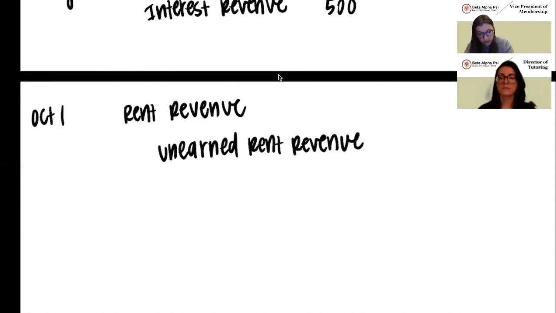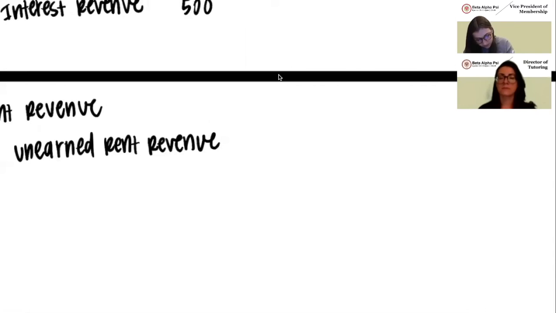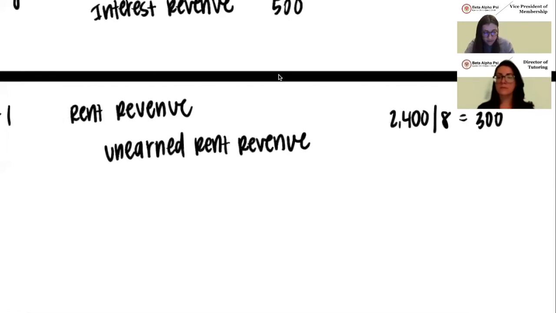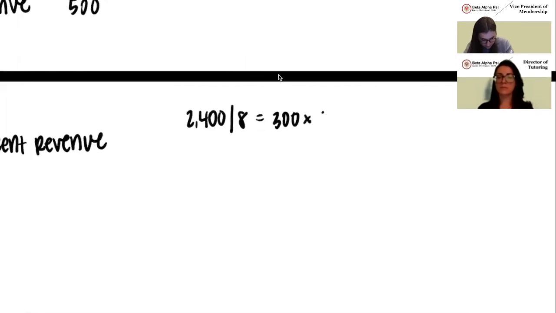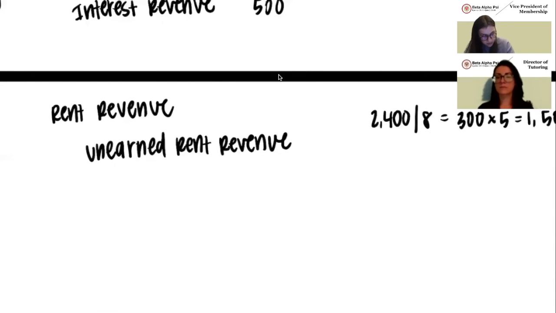And let's calculate what that number is going to be. So if they gave us $2,400 for 8 months, it's $300 per month. And so we need to take out 5 months of this rent. So we're going to multiply this number by 5. So that means we need to take out $1,500 from rent revenue and put it into our unearned rent revenue. This is also an adjusting journal entry, or an unusual adjusting journal entry.